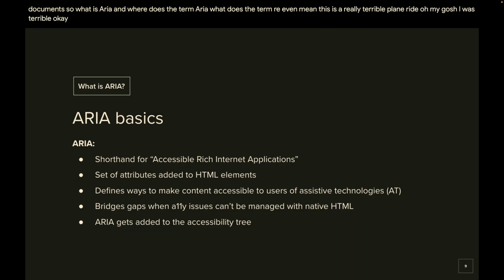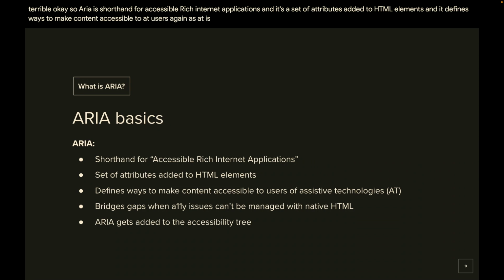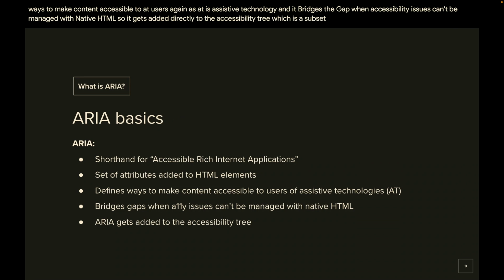Okay, so ARIA is shorthand for Accessible Rich Internet Applications. And it's a set of attributes added to HTML elements, and it defines ways to make content accessible to AT users. Again, AT is assistive technology. And it bridges the gap when accessibility issues can't be managed with native HTML. So it gets added directly to the accessibility tree, which is a subset of the DOM.